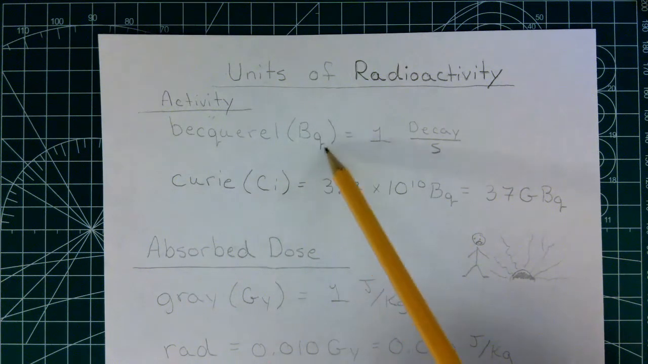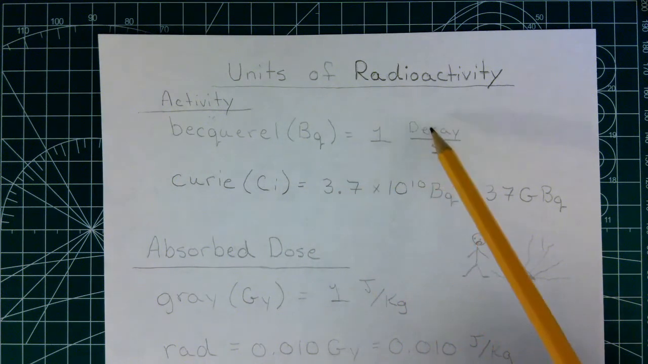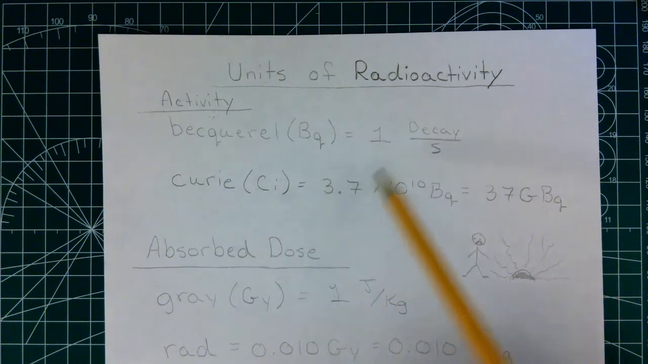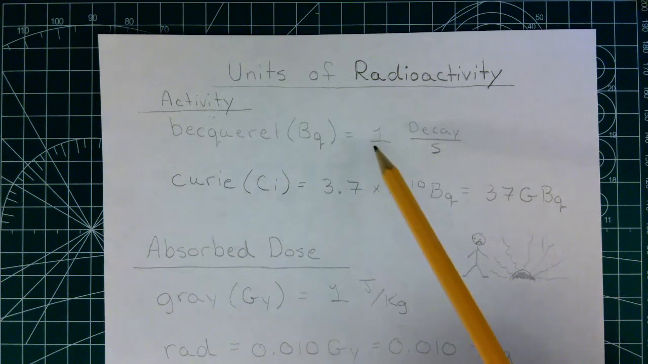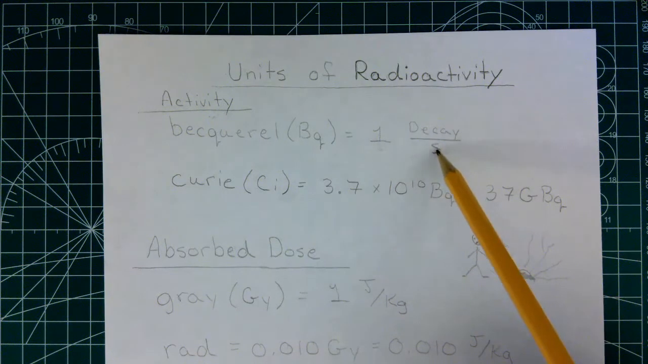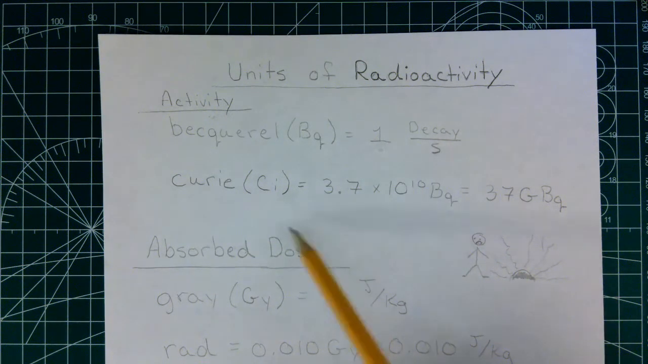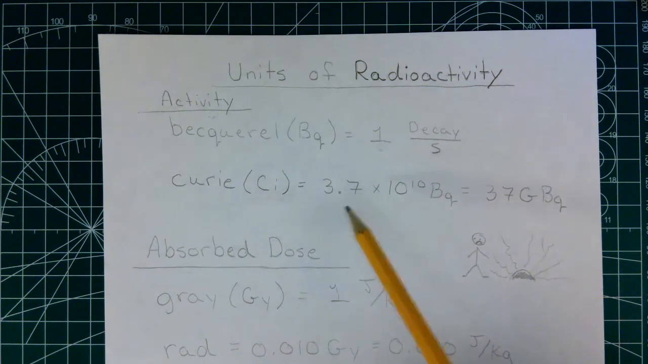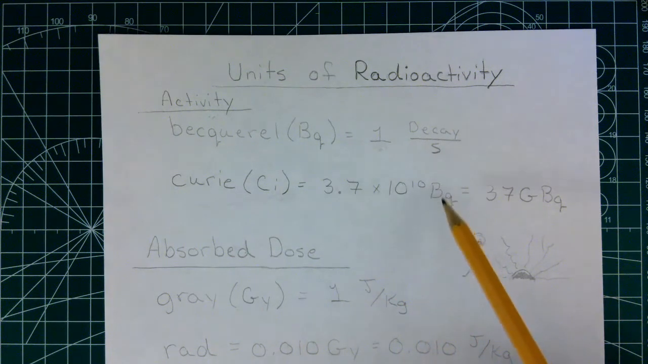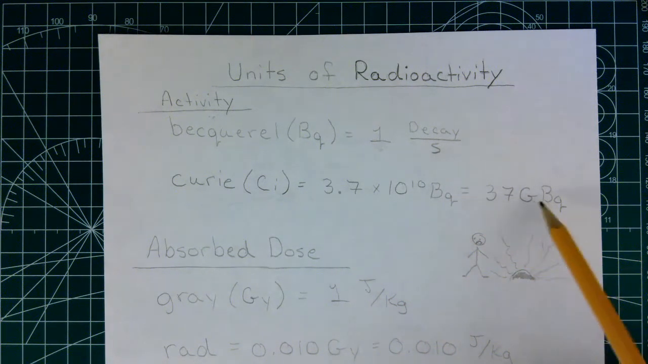It is abbreviated with a capital B, a little q, and this is equal to 1 decay per second. Okay, so 1 of whatever type of radiation is going to happen per second for every becquerel. So if I had one atom that was going to decay once in 1 second, it would have a unit of 1 becquerel. Another more historical unit is called the Curie, named after Madame Curie, a brilliant Nobel Prize-winning scientist. It is equal to 3.7 times 10 to the 10, so a whole bunch of becquerels, or 37 gigabecquerels.